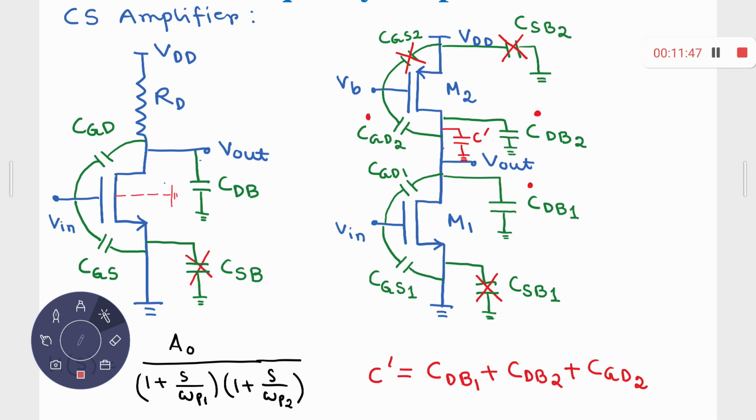Now we have only 3 left, CGS, CGD and CDB. Out of these, can you tell me, is there any capacitor which is experiencing the Miller effect? Yes or no? Yes. Which one? CGD. Because CGD is connected between the gate and the drain, and gate is acting as the input terminal for a common source, and drain is acting as the output terminal for the common source. So therefore, CGD is experiencing the Miller effect.